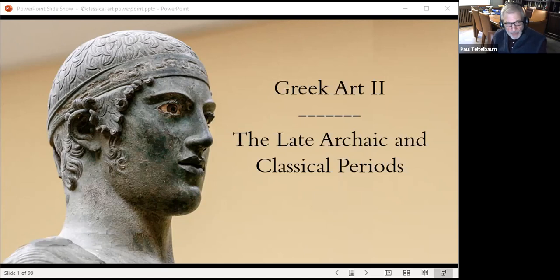And I'm going to divide the presentation basically into 2 parts. One part being around vase painting, and the second around sculpture.